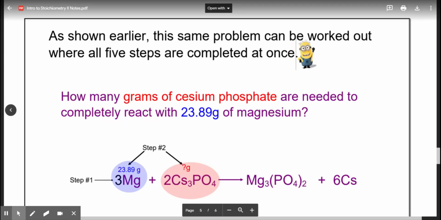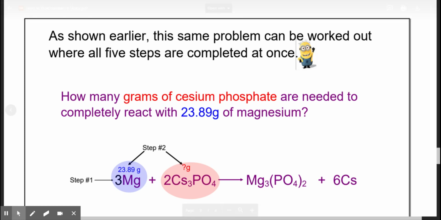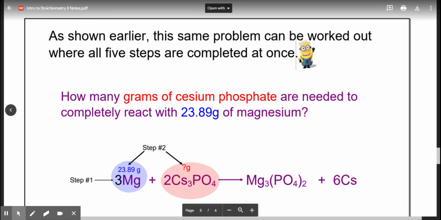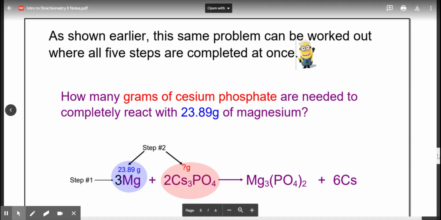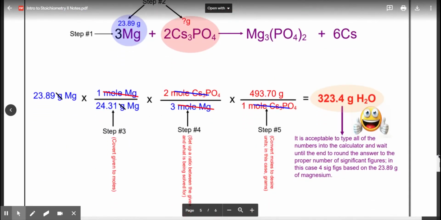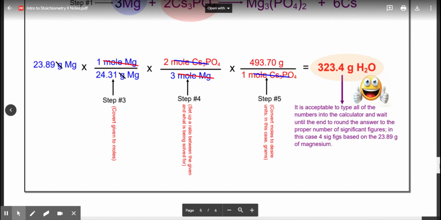As with the previous problem where we had hydrogen react with oxygen to produce water, I wanted to show you that this problem as well can be worked out where we combine steps 3, 4, and 5 into one process. So here's the problem, just like we worked out. How many grams of cesium phosphate are needed to completely react with 23.89 grams of magnesium? So we still have to write a complete balanced equation, and I really advise you to get in the habit of labeling what is given and what you're looking for, which I identified as step 2. We can then combine steps 3, 4, and 5 into one continuous process.